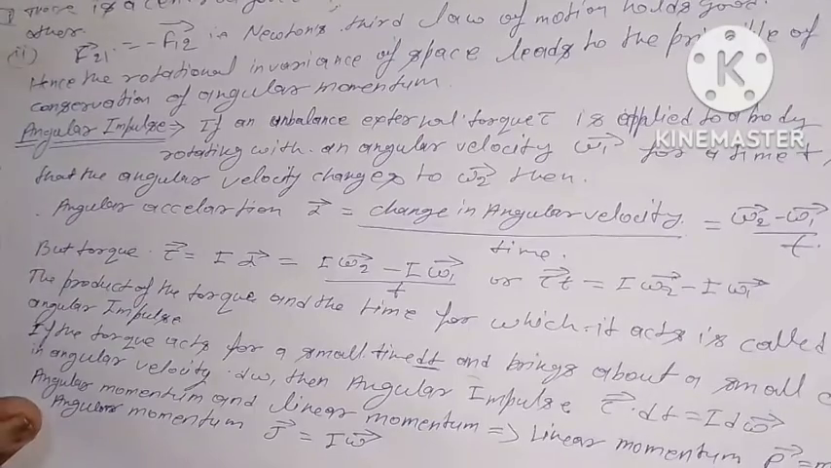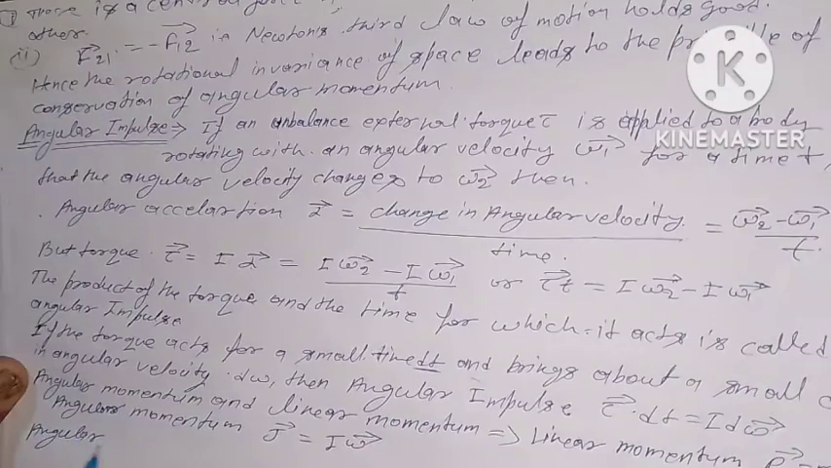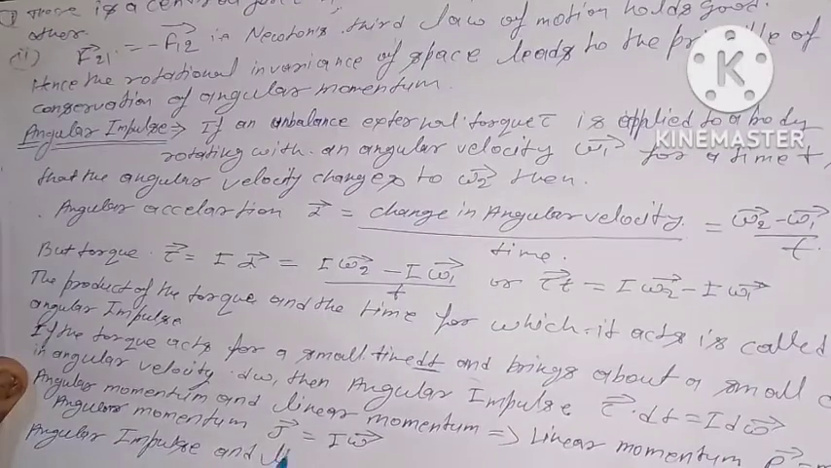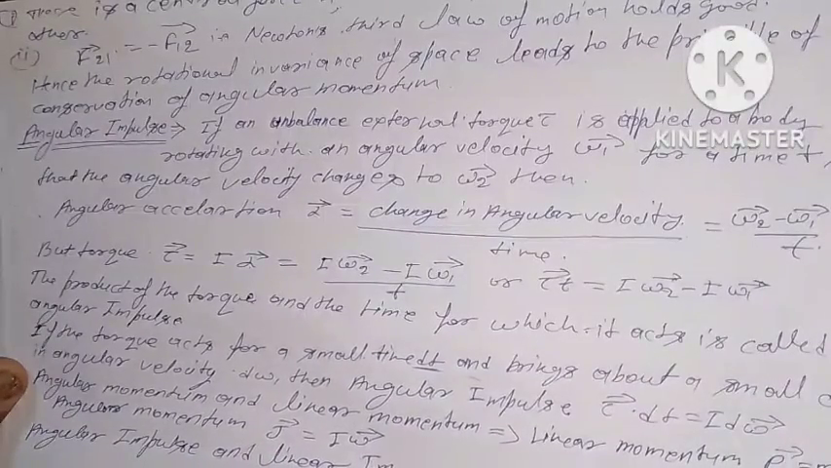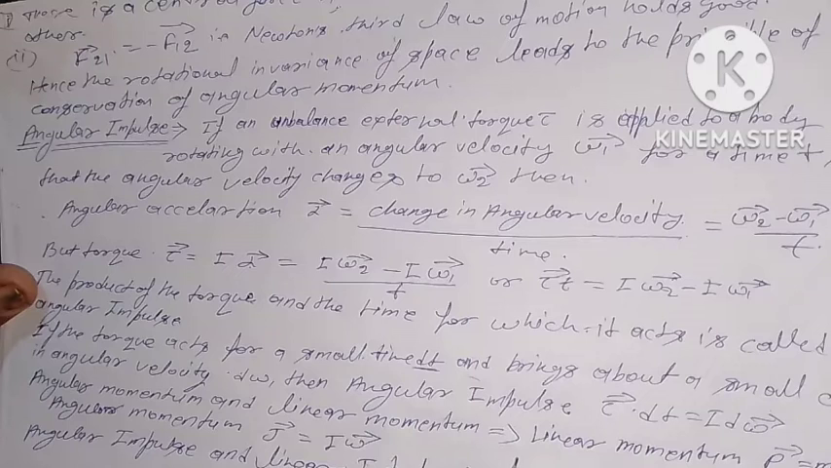Okay. Angular impulse and linear impulse. Angular impulse is the product of torque and the time. It is also the total change in angular momentum. Linear impulse is the product of force and time. It is also the total change in linear momentum.